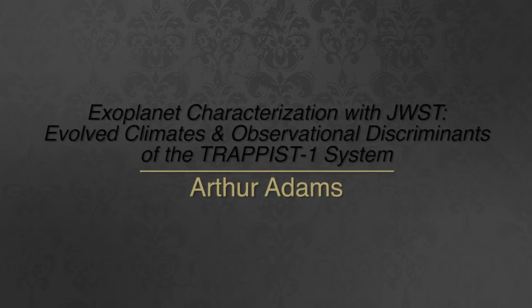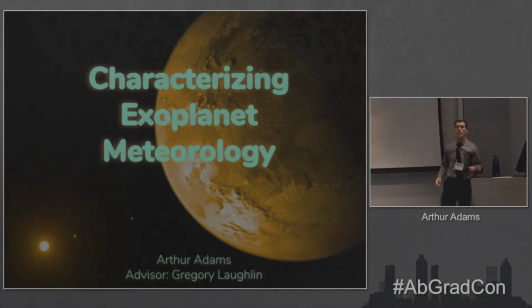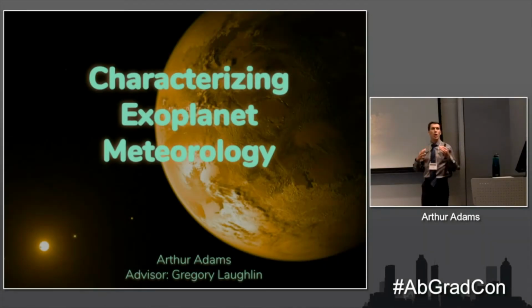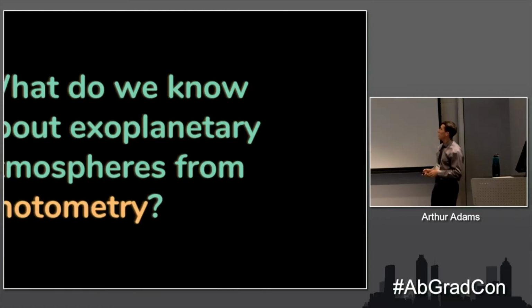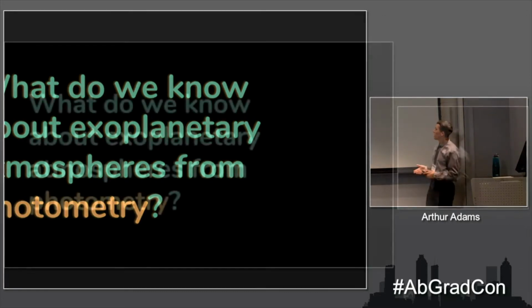Yale University, I'm working on some exoplanet atmospheric characterization, and this talk I feel will be a little bit broad in scope because I'm mainly interested in looking at planet atmospheres at a very global scale. And so the first question I want to talk about is, what do we know about exoplanetary atmospheres from photometry?